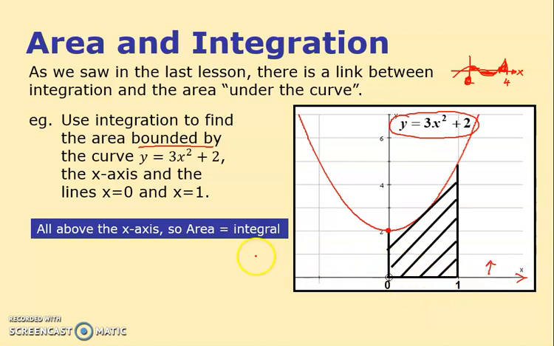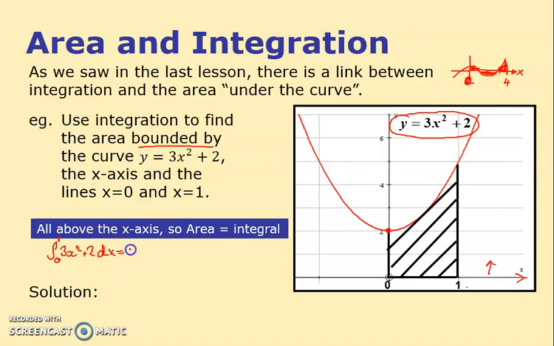So basically what that means is I can just integrate. The area is the integral, meaning we can integrate. So let's integrate it before the solution jumps up here. I'm going to integrate 3x squared plus 2 dx. That just means that's my integral between 0 and 1. Those values there matter.